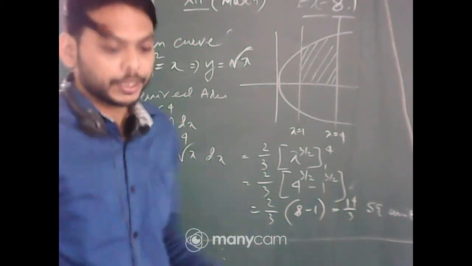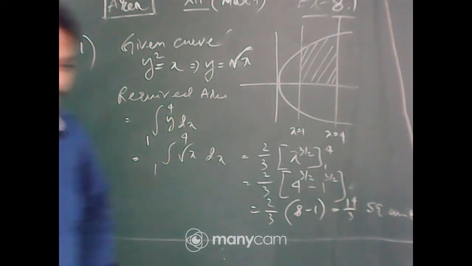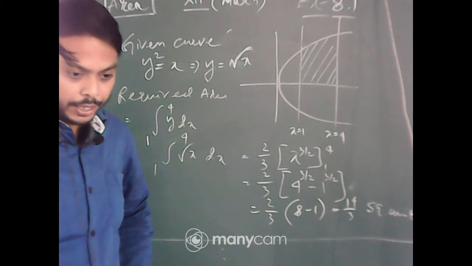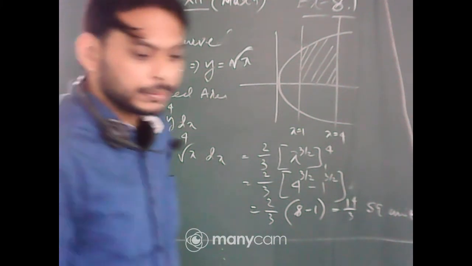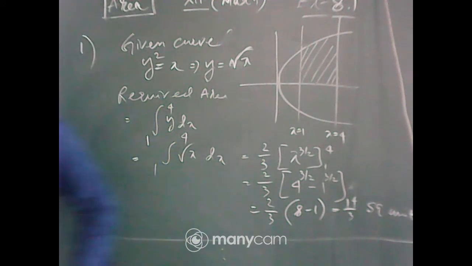Just do it in your copy and respond with your answer. I got the response of Payal. Rest of the students, 14 by 3. Is it clear, the method? Okay, question number 2 and 3 is left for you. Try to do it at your home. Similar type of problem.